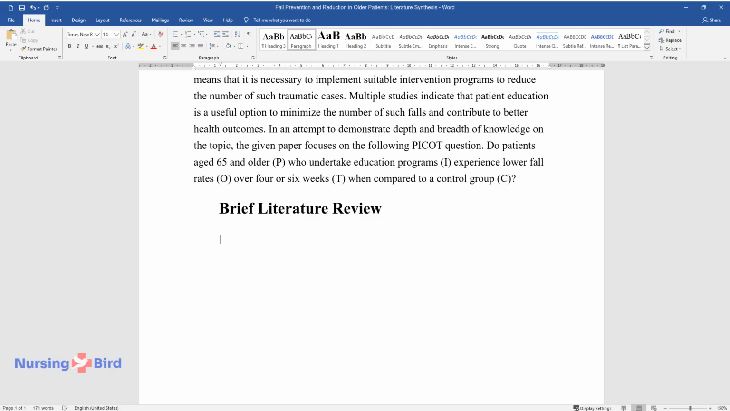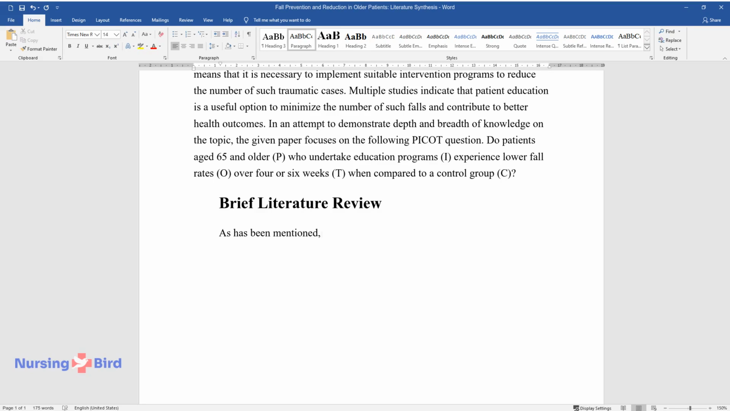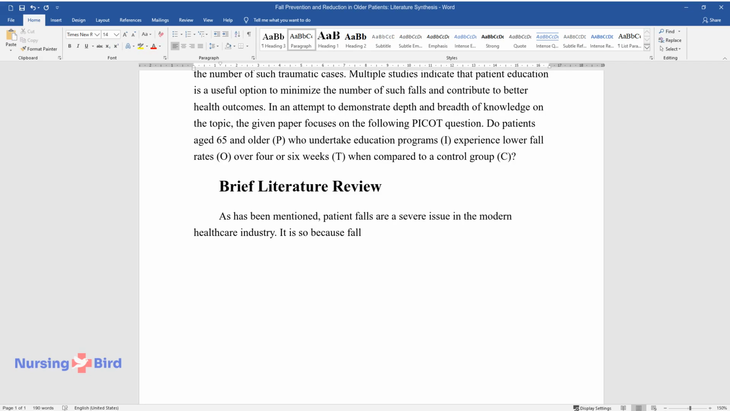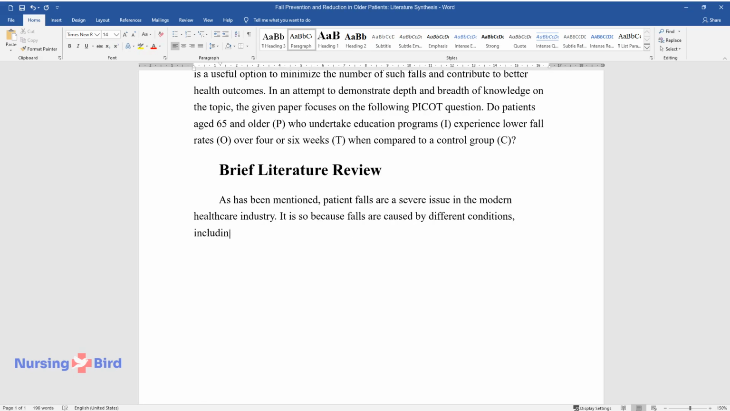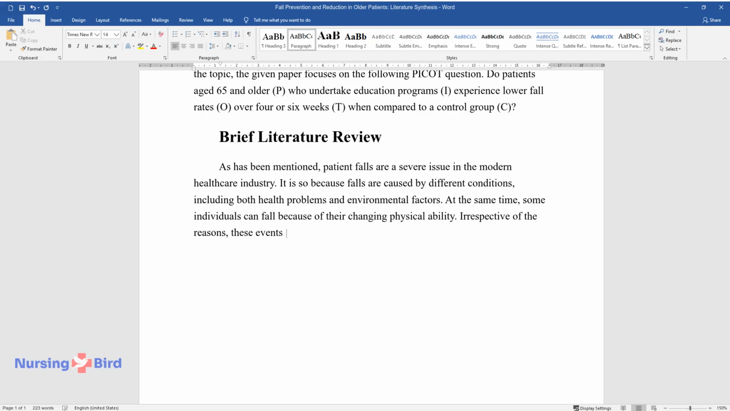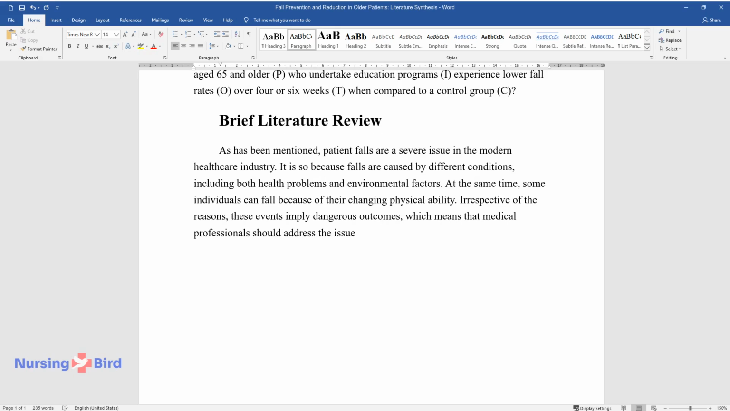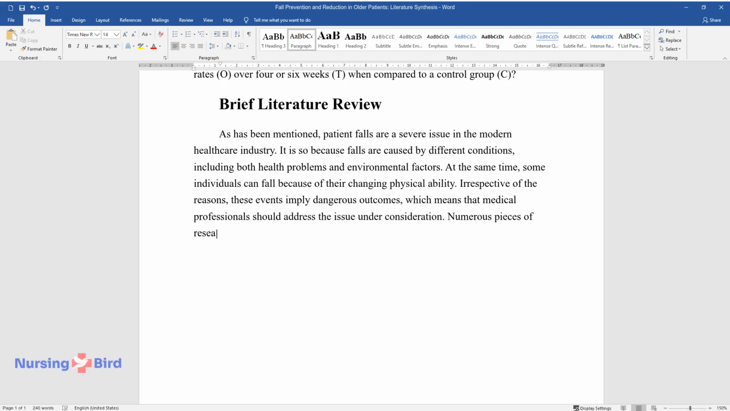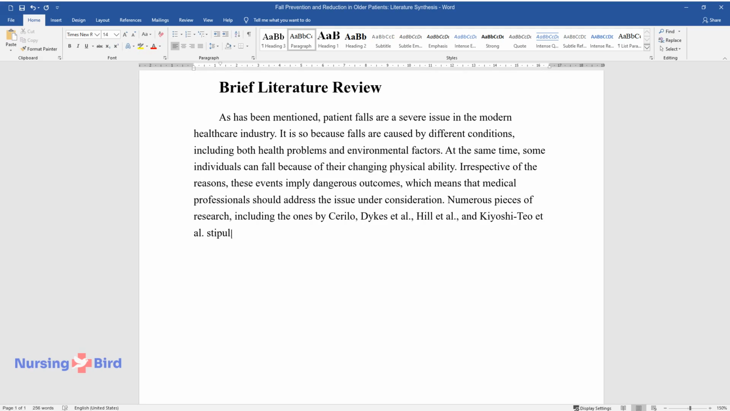Brief literature review. As has been mentioned, patient falls are a severe issue in the modern healthcare industry. It is so because falls are caused by different conditions, including both health problems and environmental factors. At the same time, some individuals can fall because of their changing physical ability. Irrespective of the reasons, these events imply dangerous outcomes, which means that medical professionals should address the issue under consideration. Numerous pieces of research, including the ones by Cerilo, Dykes et al., Hill et al., and Kiyoshi-Teo et al., stipulate that education is a suitable resource here.